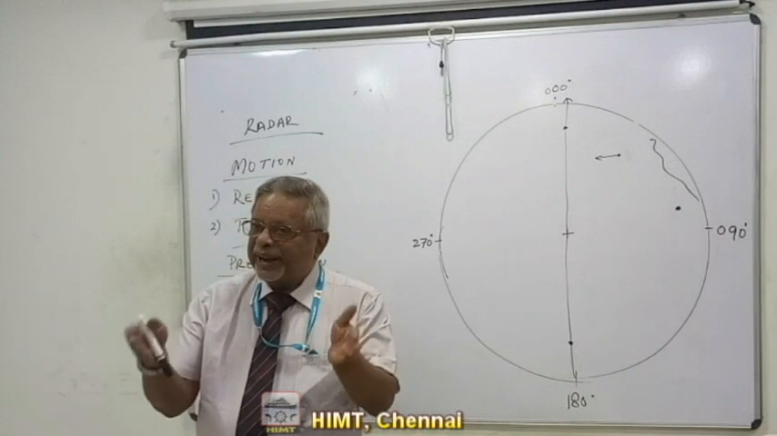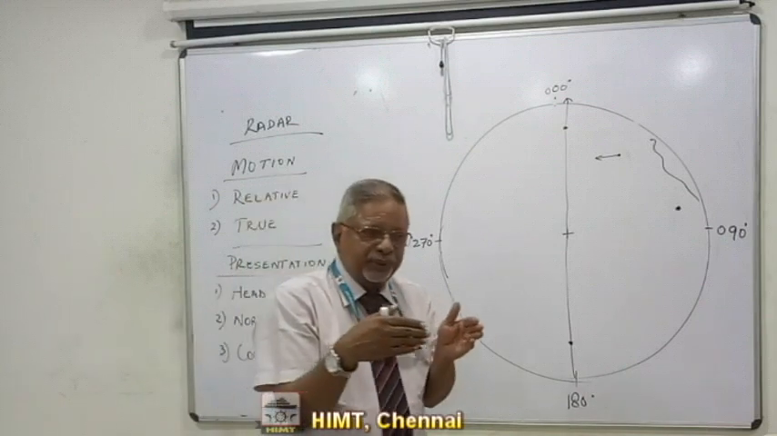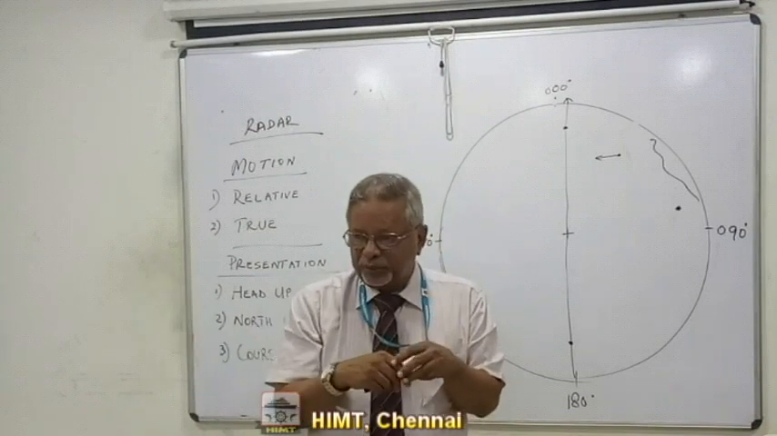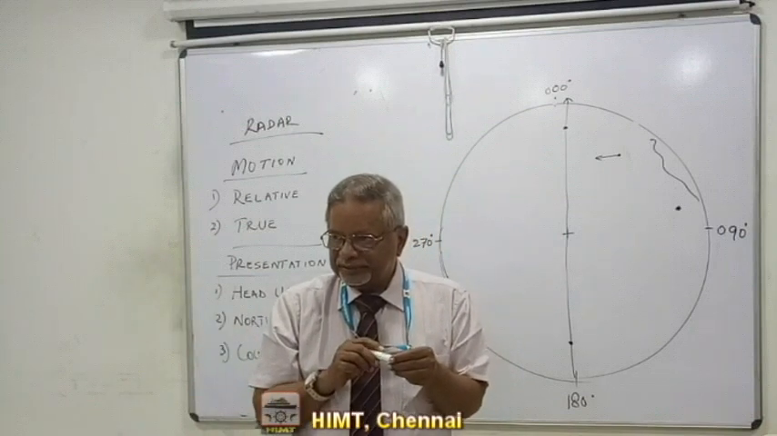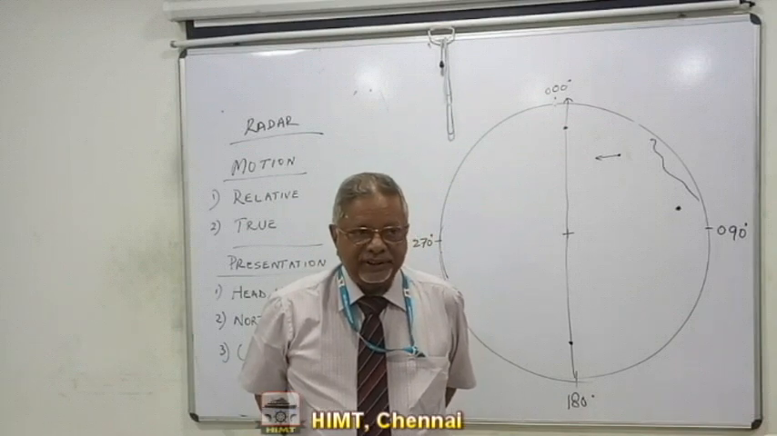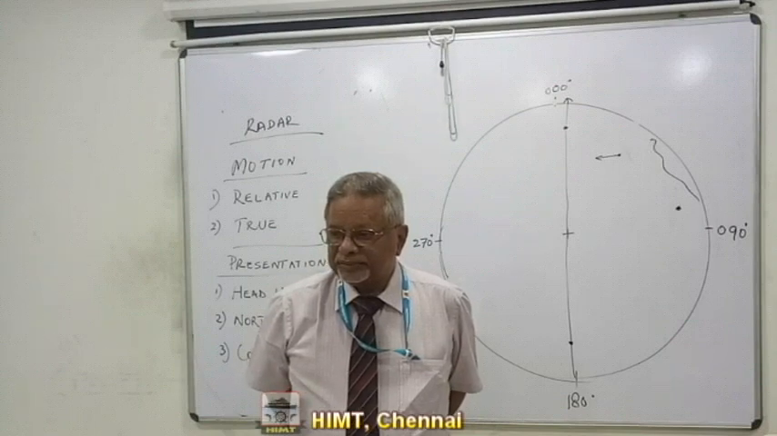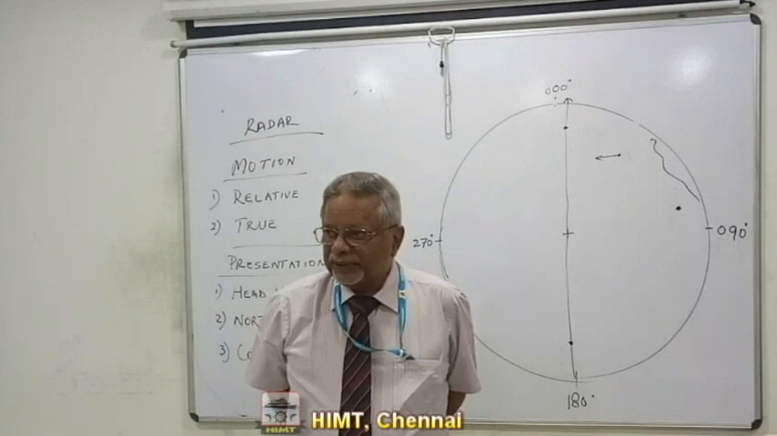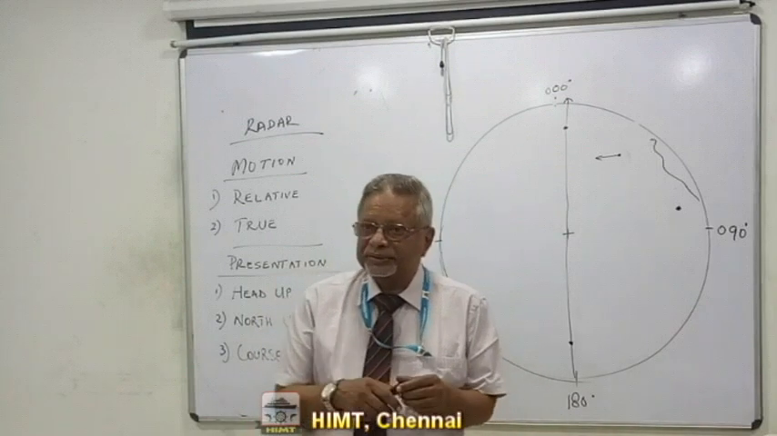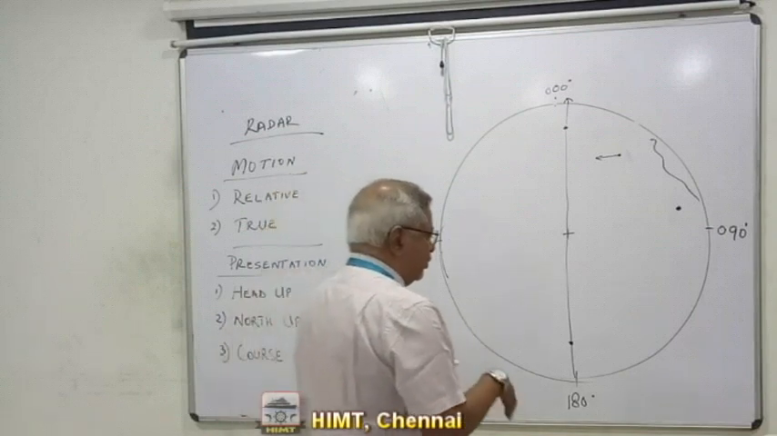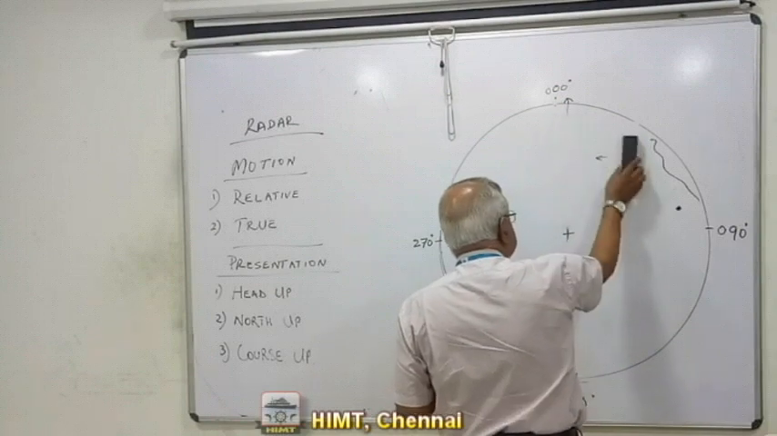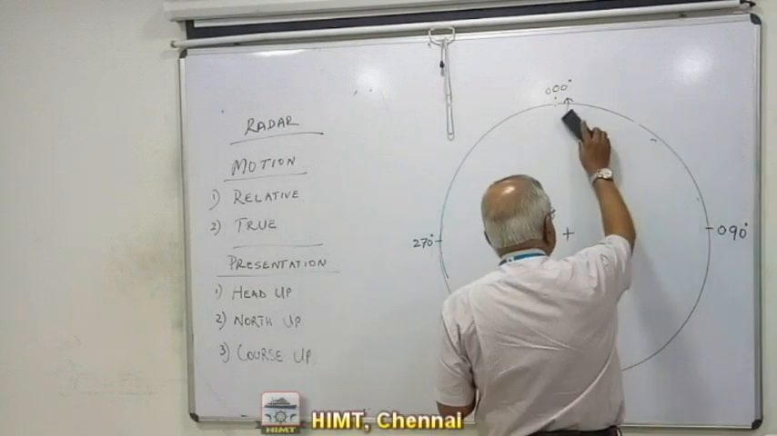Whereas in true motion, you can actually see the motion of the ship. Your ship will also move, and the targets will be moving on their course and speed. And thereby, it becomes very easy to apply the rules, because you will know what is the situation between your ship and all the other ships. Yes or no? So that is your different types of motions as far as true motion and relative motion is concerned.